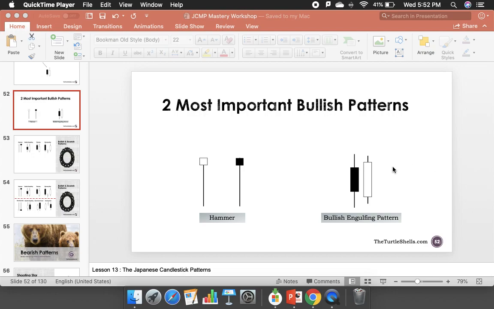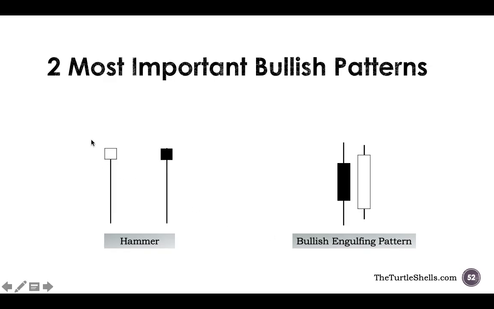Right. Up until now, we have looked at two most important bullish patterns. So the first was the hammer. It must come after a downtrend. The lower shadow must be at least twice the height of the real body. The real body can be black or white. The real body should be as small as possible. There should be small or no upper shadow. So that's the hammer. The low of the hammer becomes support.